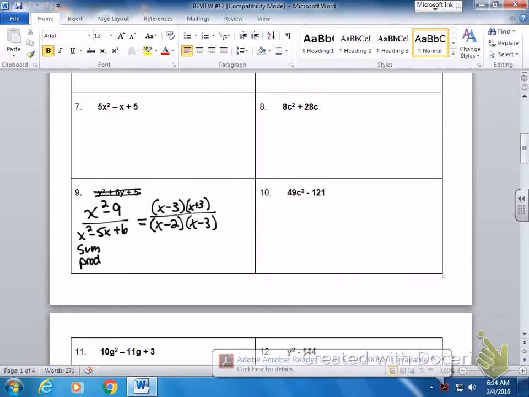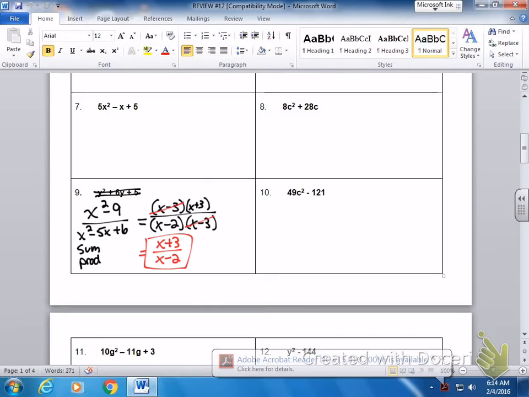Now, what I notice is that I have x minus 3's on top and bottom, so I'm going to cancel those out. And my answer is what is left? x plus 3 over x minus 2. So don't look at that and think it's going to be horribly difficult, guys. You just need to factor like we have been and then cancel out where you can.